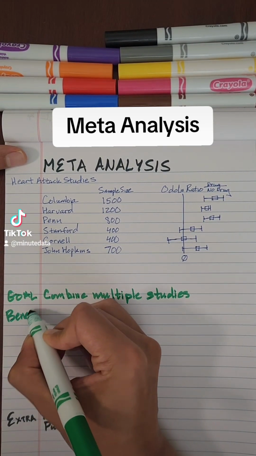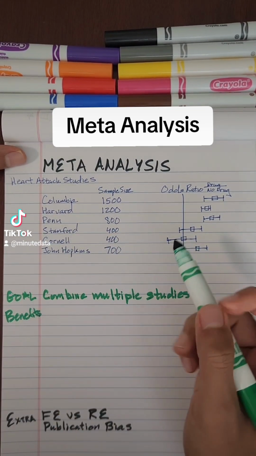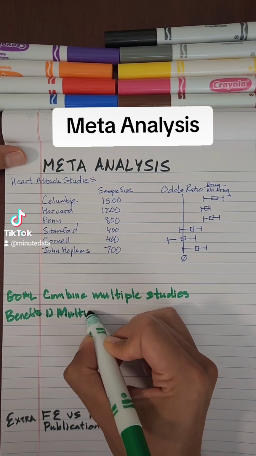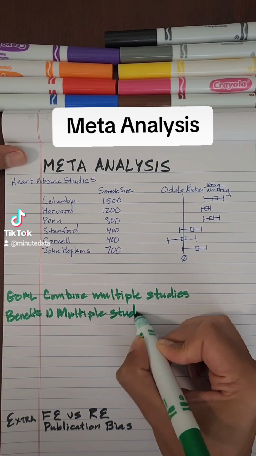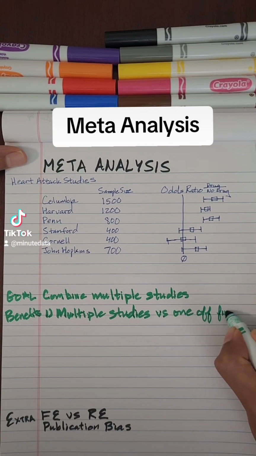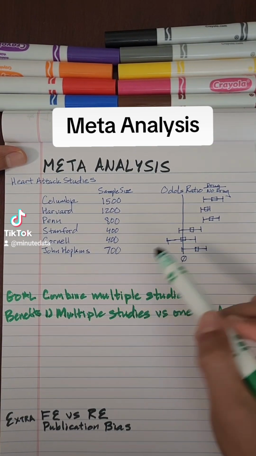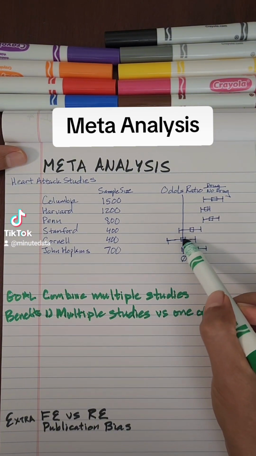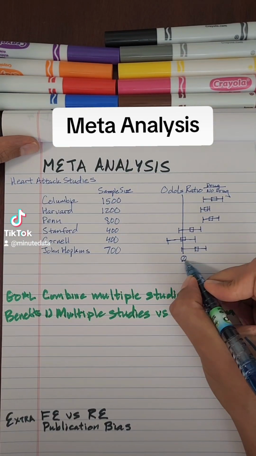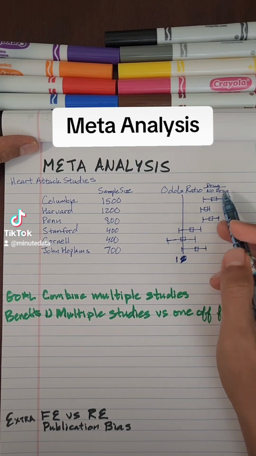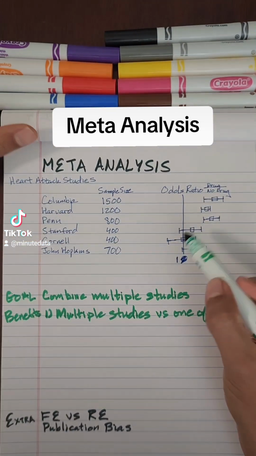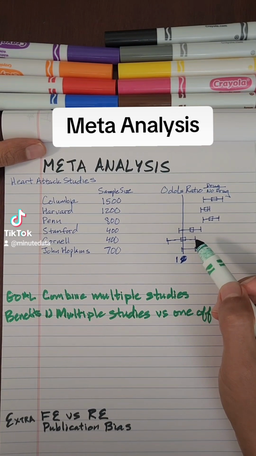So what are some of the benefits of combining these different studies? So one, it is multiple studies rather than just a one-off finding. So for example, if we just had the finding from Cornell, the finding says the odds ratio is, actually, that should be a 1. So no difference between people taking the drug versus non-drug takers. So if we just looked at a single Cornell study, we'd be like, hey, the drug didn't work for preventing heart attacks.